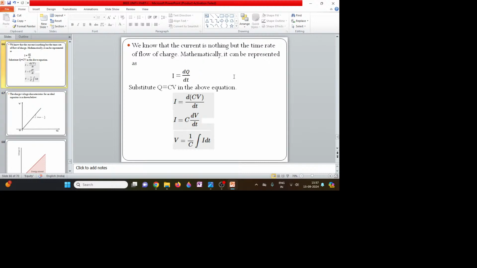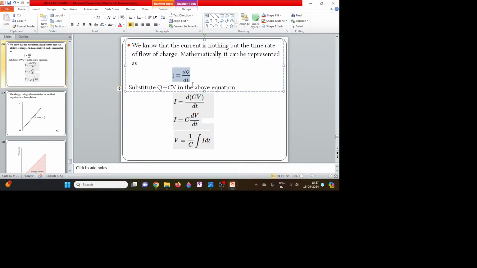Now, we already know a basic definition of current. Current is rate of flow of charged particles in a conducting material. So since current is rate of flow of charged particles in a conducting material, current is given by I equal to dq by dt.